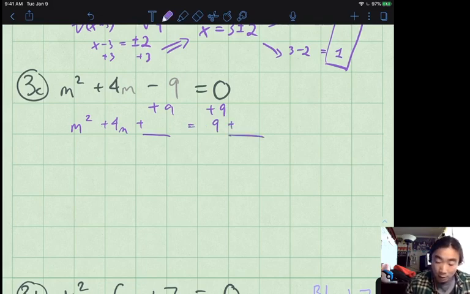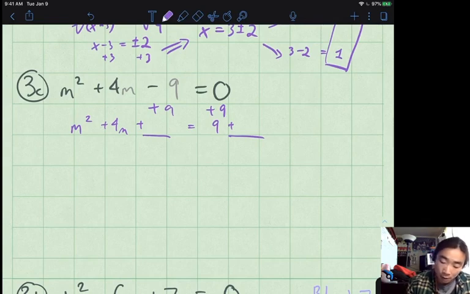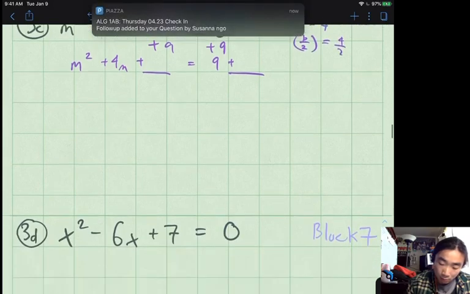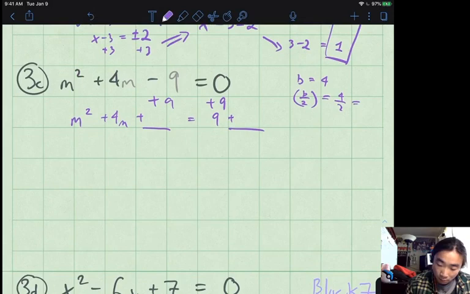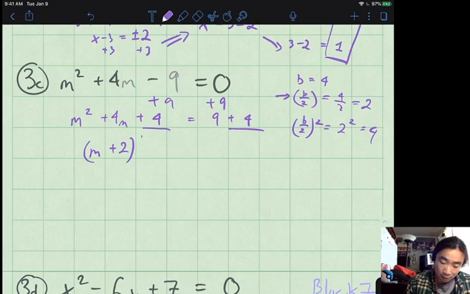For me, sometimes I like to draw in these blanks as a placeholder because that's where my completing the square goes, that number. Over 2 squared. 2 squared is 4. Plus 4 plus 4. M plus 2, because that's half of 4. Conveniently, it's located right there. Equals 13. Take the square root of both sides.